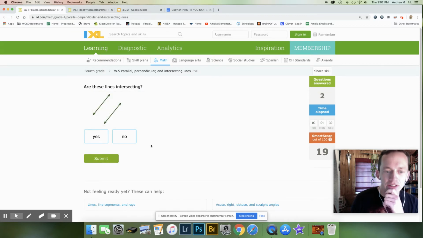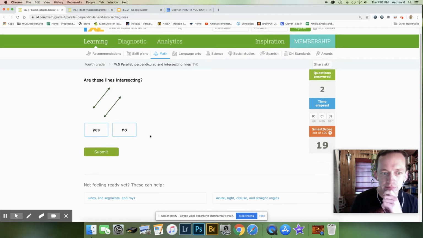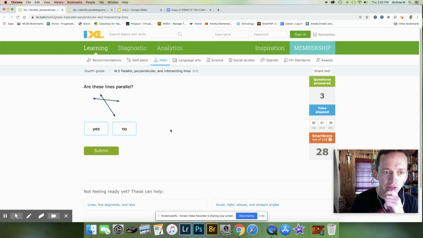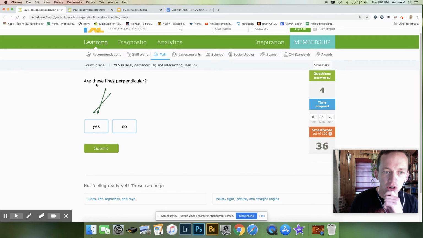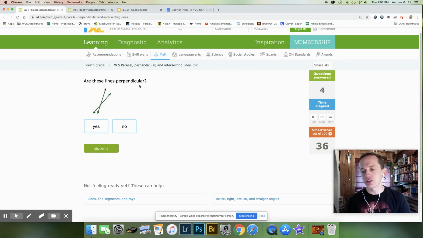Are these lines intersecting? If you said no, you are correct. They are parallel. Wonderful. Are these lines parallel? No, they are not. Excellent. Are these lines perpendicular? Now, this is a good question. We'll leave off on this one. We'll do a few other IXLs here about parallelograms. These are not perpendicular.